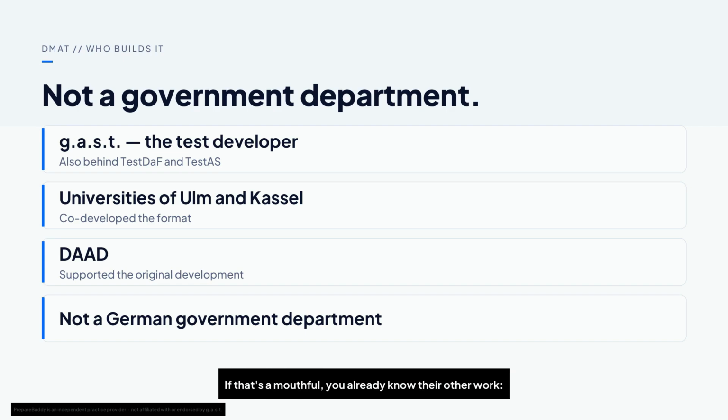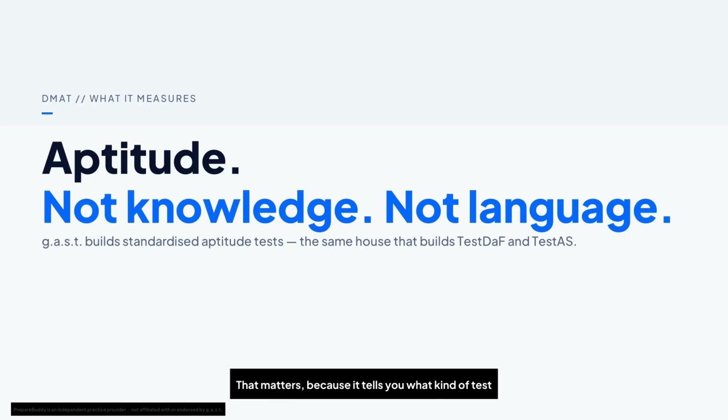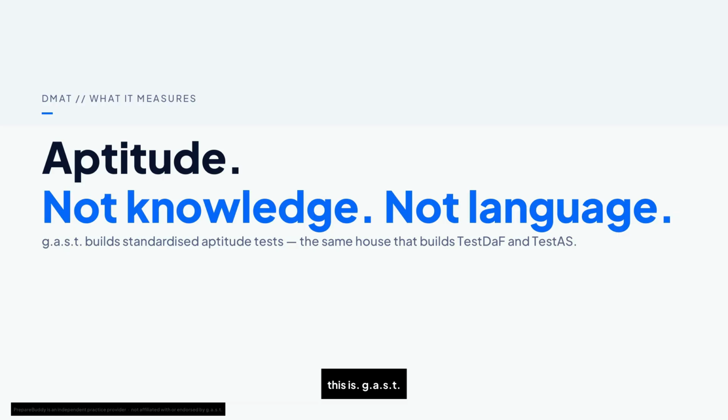It's built by g.a.s.t, the Kassel for Academic Studievorbereitung and TestInvalidum. If that's a mouthful, you already know their other work, TestDaF and TestAS. The format was developed with the universities of Ulm and Kassel, and the original development was supported by the DAAD. That matters, because it tells you what kind of test this is. g.a.s.t builds standardized aptitude tests. Not knowledge exams, not language exams, aptitude.